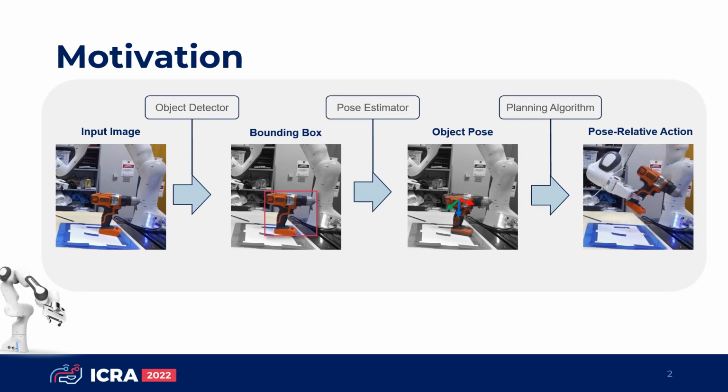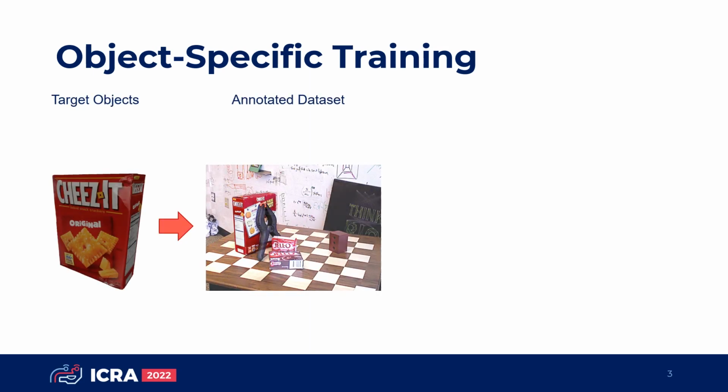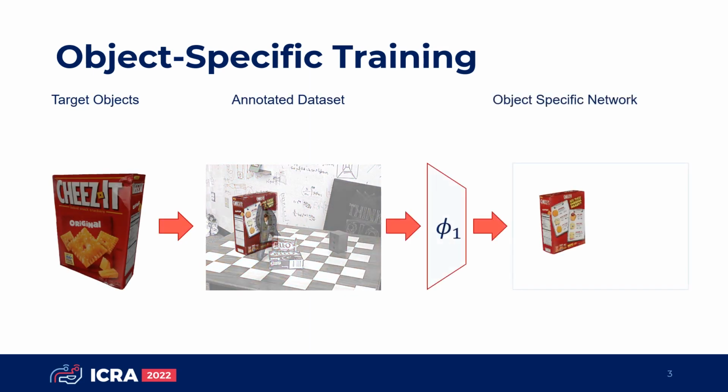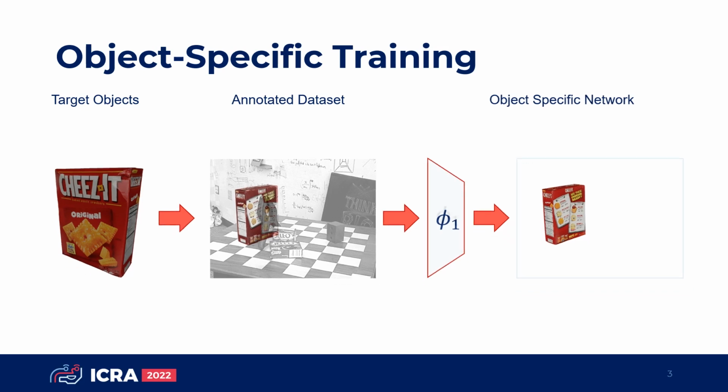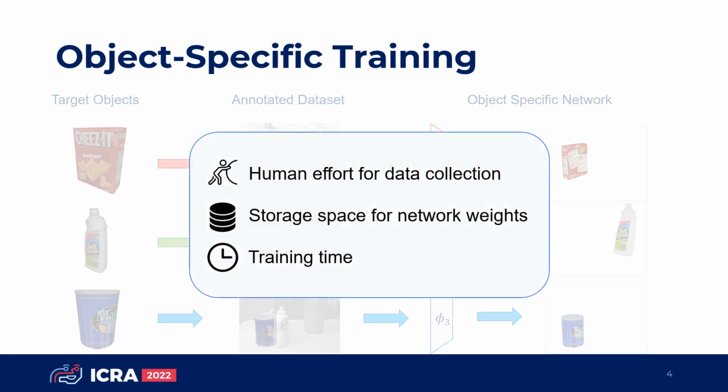However, most deep learning-based approaches require object-specific training. This means, for every object of interest, you need to collect a large dataset and train a detection network for each object. The network encodes object information into the weights and does not generalize to unseen objects. Therefore, this process needs to be repeated for every new object instance you want to detect. This incurs a heavy cost in terms of human effort, storage space, and training time.